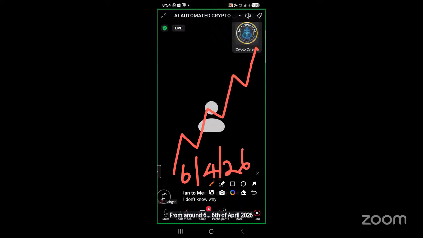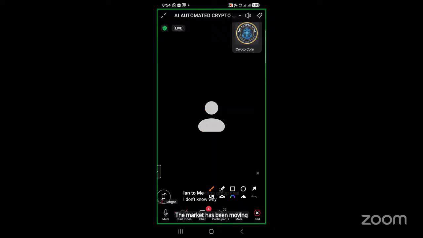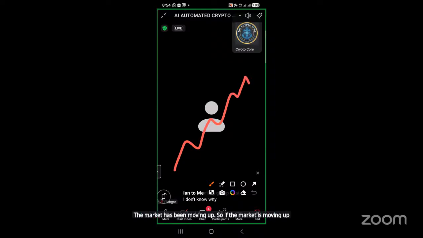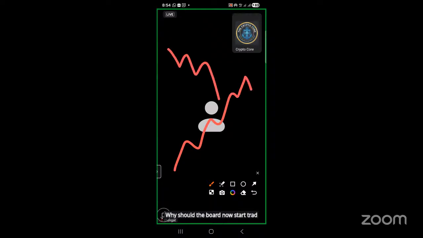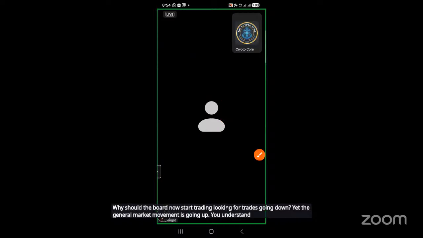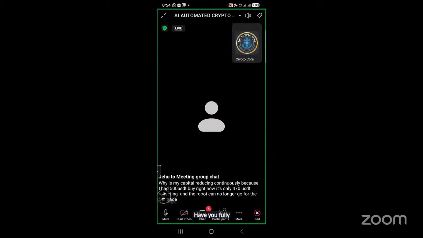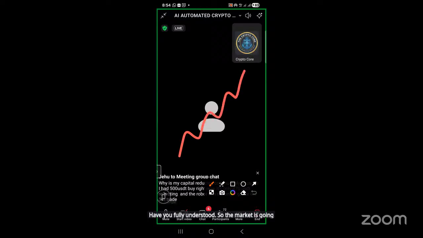The market has been moving up. So if the market is moving up, why should the bot now start trading, looking for trades going down? Yet the general market movement is going up. Do you understand? Have you fully understood? So the market is going up. That's why the bot is trading most of the times longs.